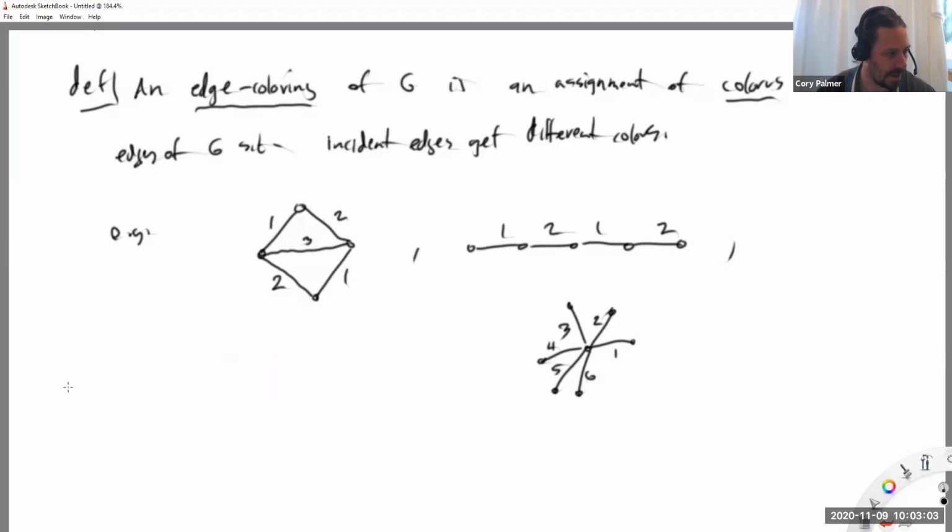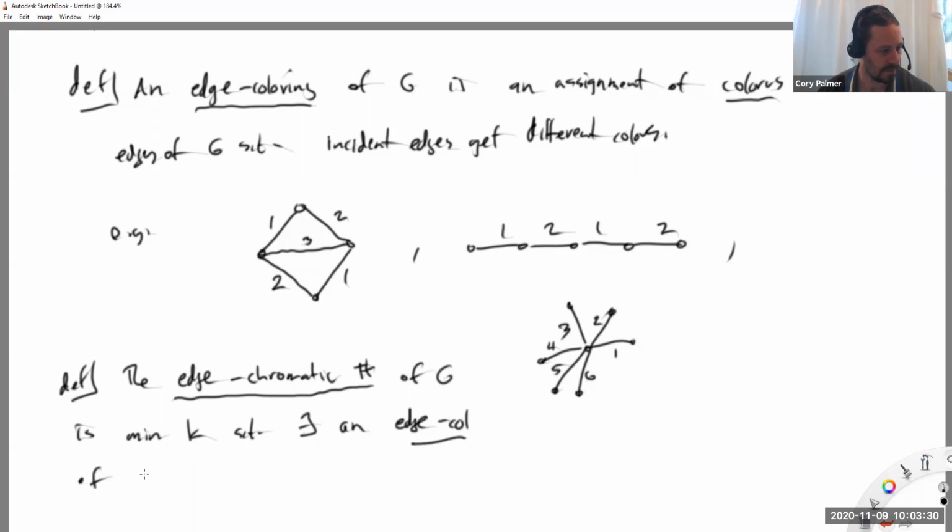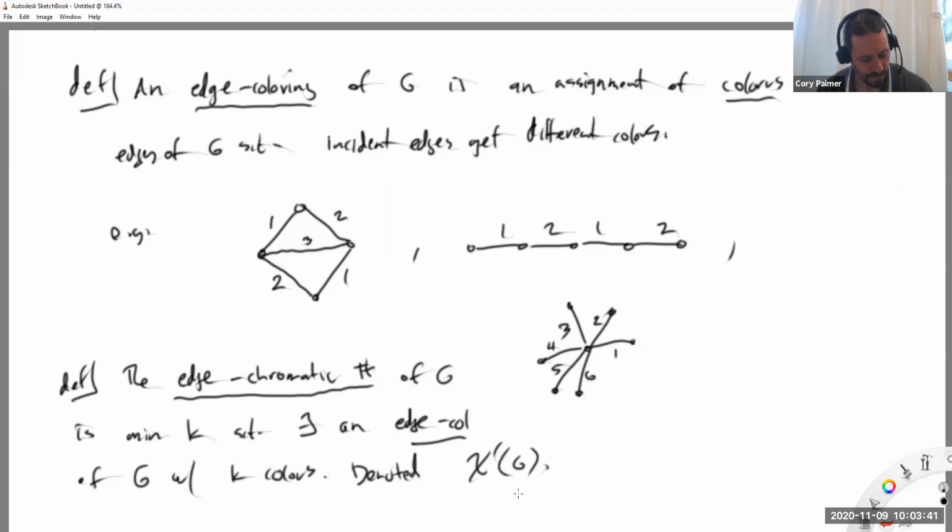Okay, and then the edge chromatic number is just the minimal k, so that there's an edge coloring of G with k colors, and it's denoted chi prime of G. This is pretty common in graph theory that when you define a certain parameter on vertices, the corresponding parameter on edges uses the same notation with a prime there. It's just a kind of a convention there.